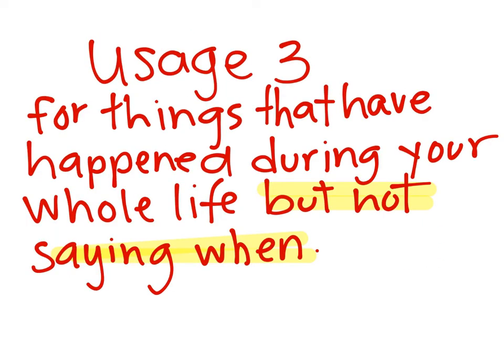Today's usage is usage 3, and that is for things that have happened during your whole life, but not saying when. So, it's for things that could have happened ever since you were born until today. So you're going to say, I have done this, or I haven't done it. But you are not going to tell us any details. If you want to say any details, those details need past because it's something that has already finished. We're only going to say, what have you done in your whole life?